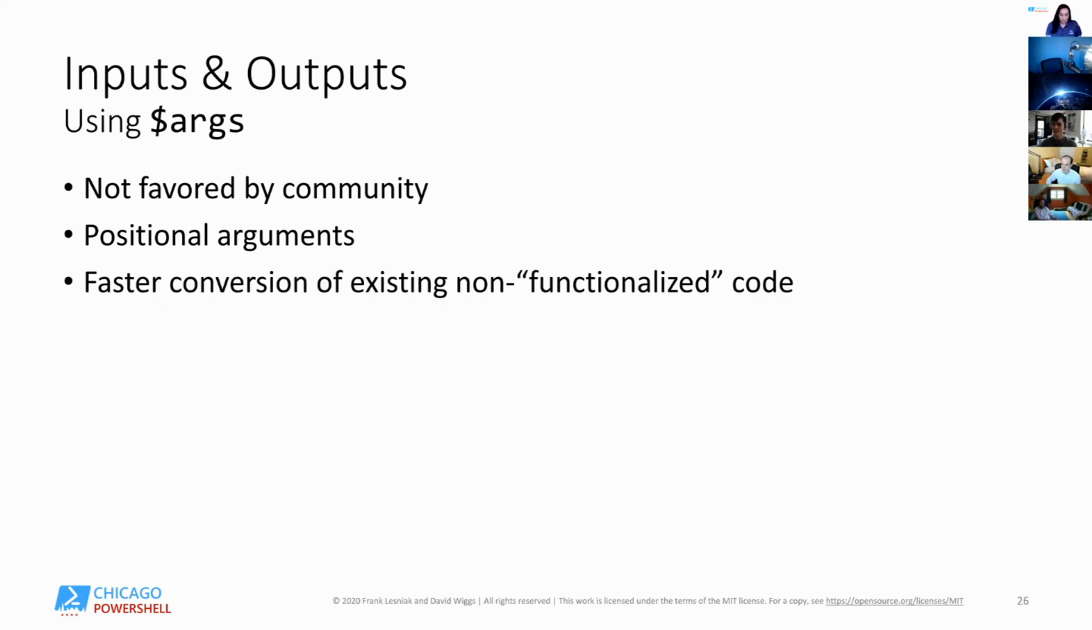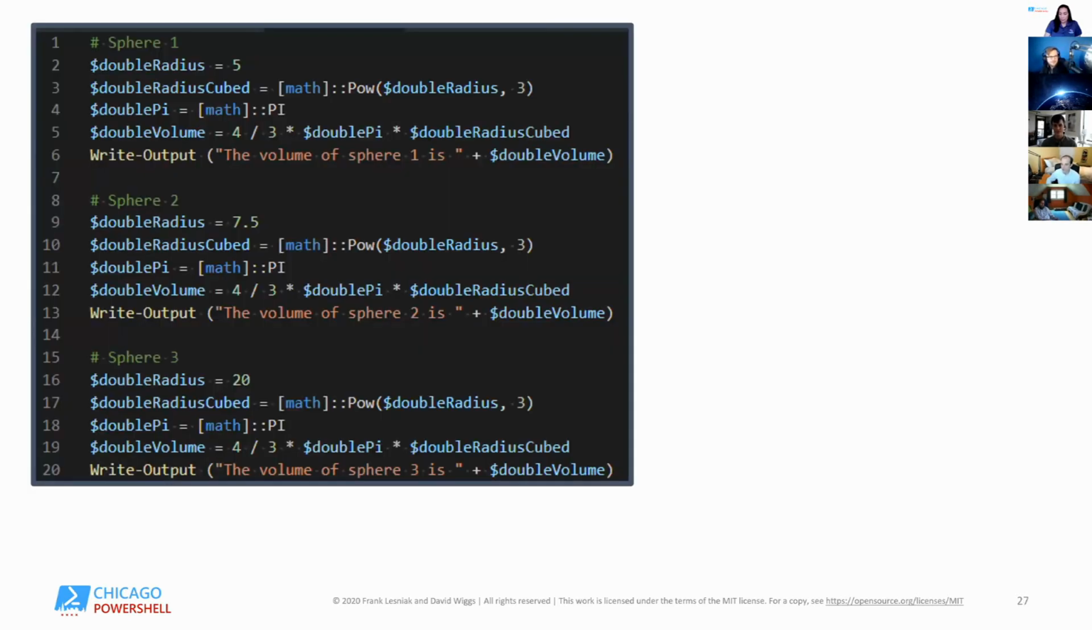The one thing about args I would argue is that it's a faster way to convert your existing non-functionalized code. And I'm just going to show an example of this. By no means am I fully endorsing this approach, but it's a good stepping stone for a lot of folks, I think. And so if you have code like this, remember I showed this earlier, this is the code for determining the volume of a sphere. And if I look at the first example here and really look at what differs in this code between the 3 different iterations of the same set of code, it's really the sphere number and the radius of the sphere, right? Those are the 3 things that are different across these 3 examples.